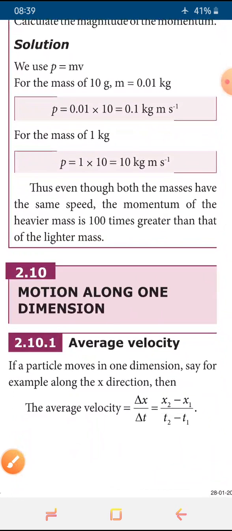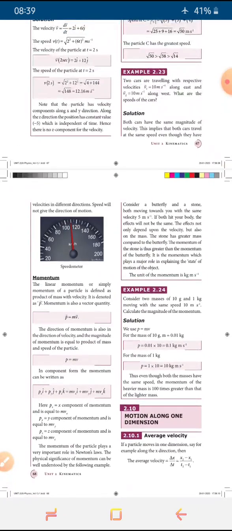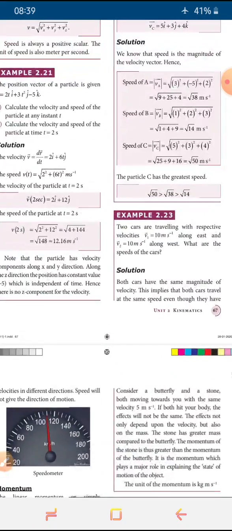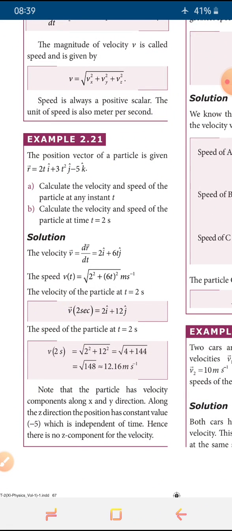Next is motion along one dimension. So about this we will discuss in the next class, and you mark the question for today's homework. You take this example 2.21. Okay, this example for today's homework.